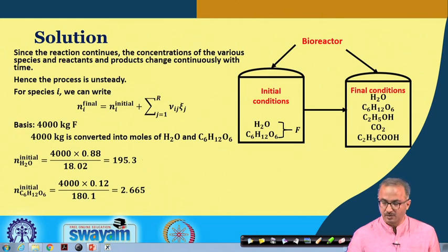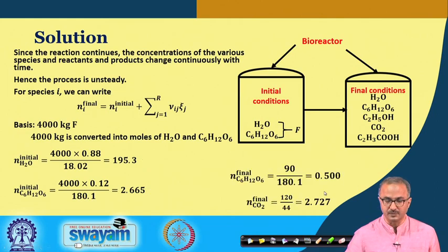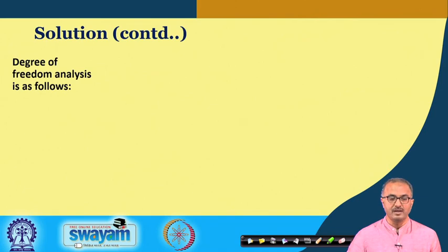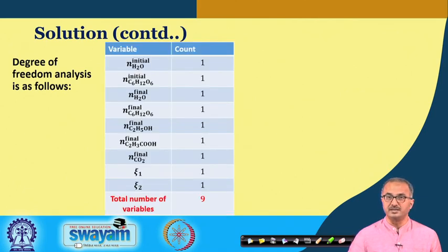After this, we simply find out the number of moles, and for this we just divide the final amount of the glucose, that is 90 kg as mentioned in the problem, by the molecular weight of 180.1, and similarly we do it for the carbon dioxide. So, we get the final amount of these two components. And then we do the degrees of freedom analysis.